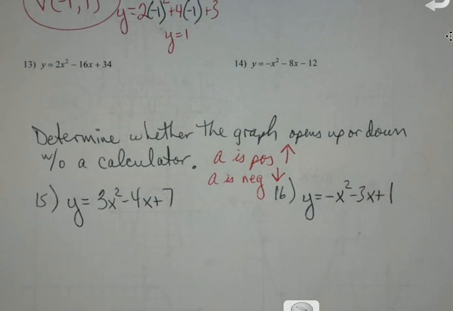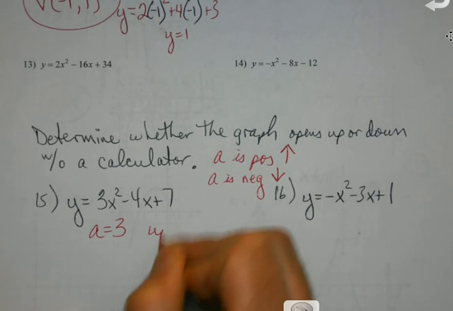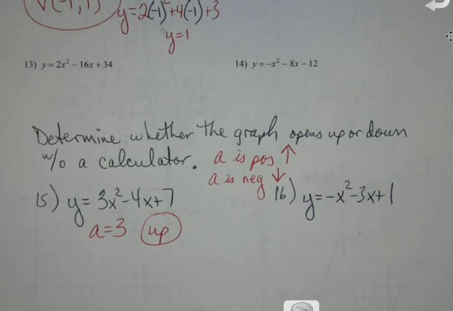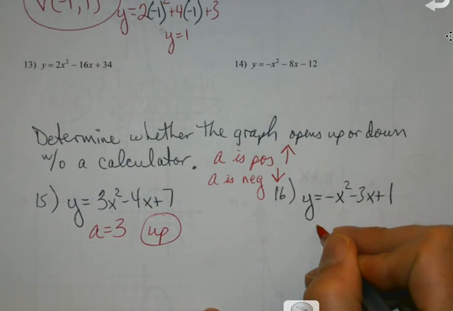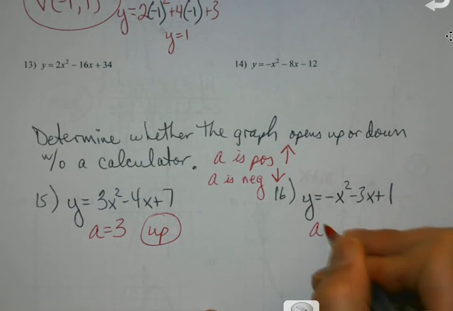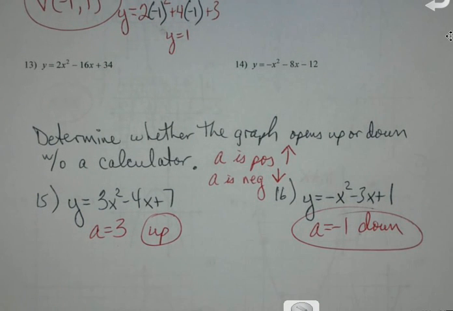So in 15, which direction is it opening? Up, because my A is positive. It opens up. Okay, simple enough. What about 16? Down. Okay. My A is -1. It's going to be down. Okay. That's basically all you've got going on this quiz tomorrow.